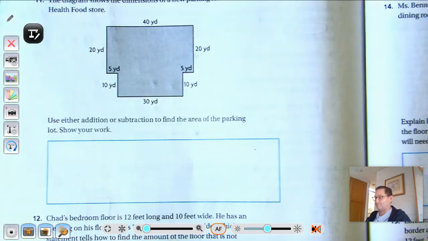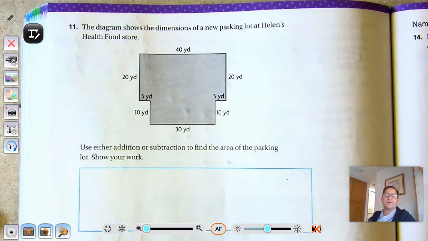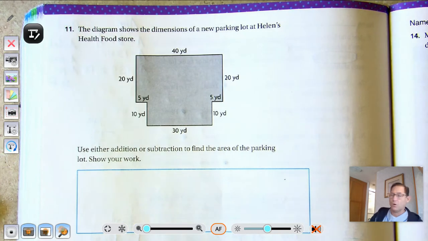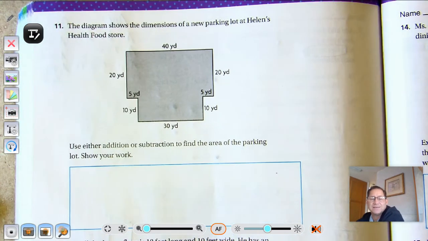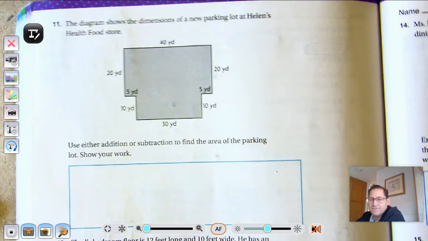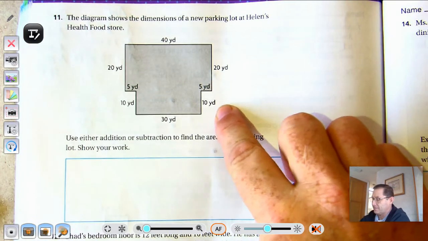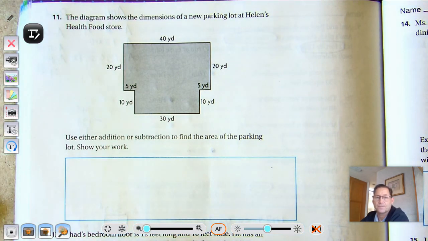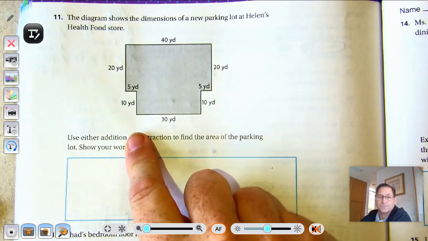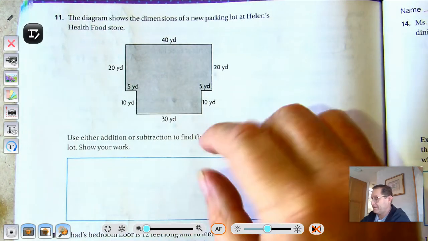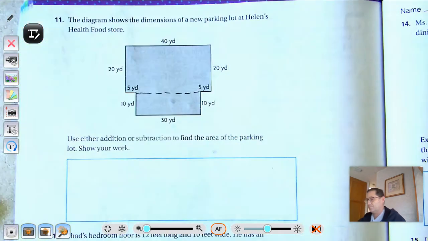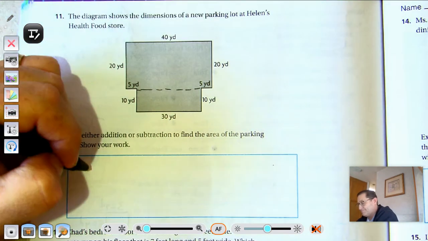All right, number 11. The diagram shows the dimensions of a new parking lot at Helen's Health Food Store. Use addition or subtraction to find the area of the parking lot. Okay, so what they mean there is if you use subtraction, you're going to assume that this whole thing is a complete rectangle. And you would subtract the missing pieces. Or you can use addition and split it into two rectangles. So I'm going to use addition.